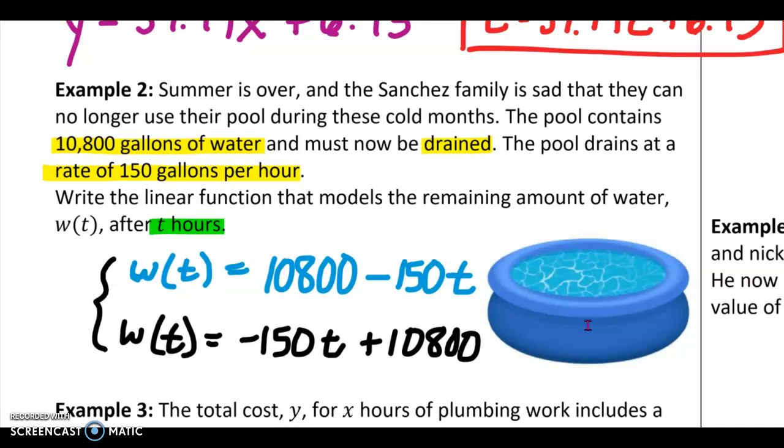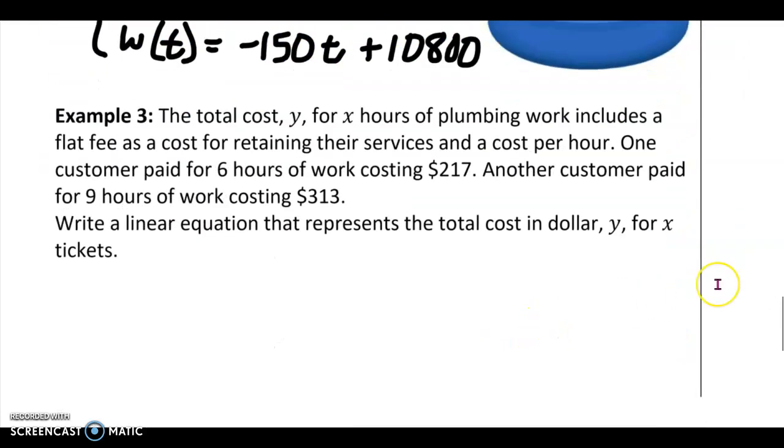Quite an interesting example, number 3. Let's see, the total cost y for x hours of plumbing work includes a flat fee, oh that's important, a flat fee, as a cost for retaining their services, and a cost per hour. So that means we're going to have a slope, m, and your flat fee is your b, your y-intercept.